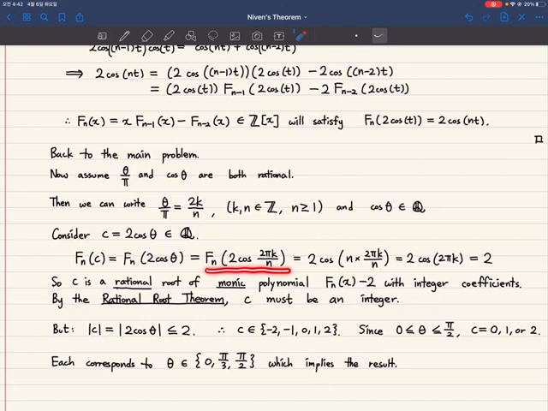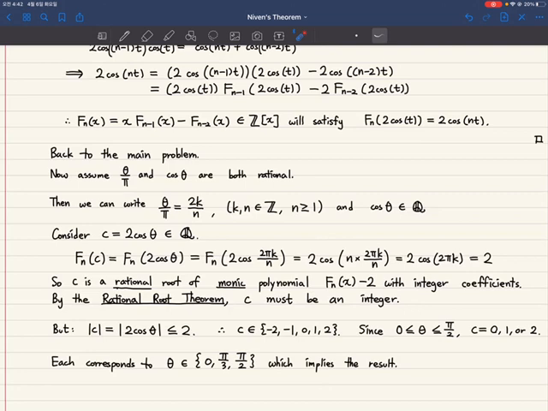And by our lemma, so this is our lemma over here, we can write this as 2 times cosine n times 2 pi k over n, which is equal to 2 times cosine 2 pi k. Since k is an integer, this is equal to 2. Okay, so what do we get? We see that f_n(c) minus 2 equals 0, so c is a rational root of the monic polynomial f_n(x) minus 2.